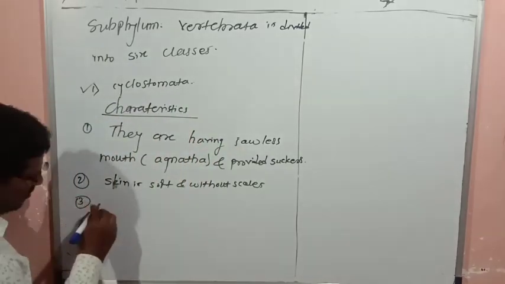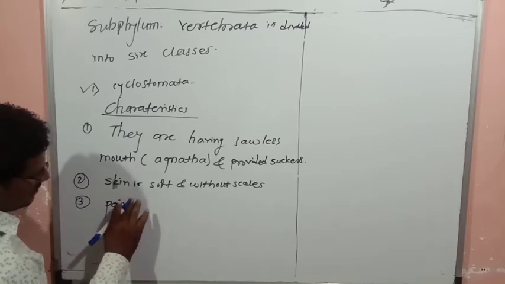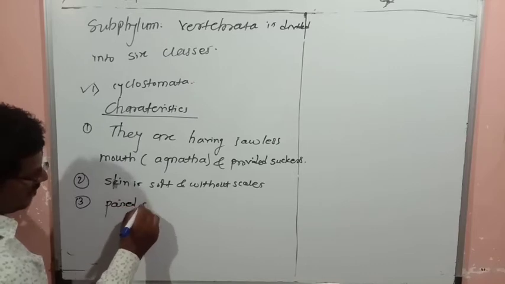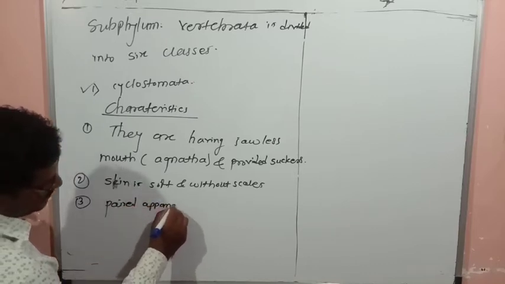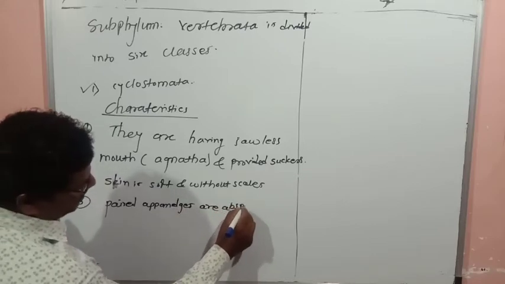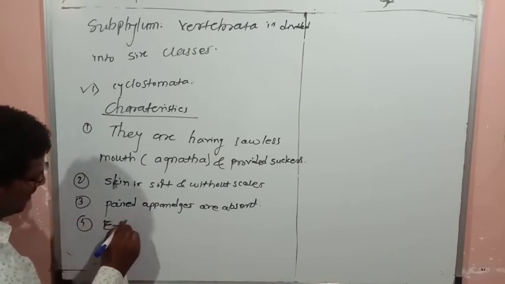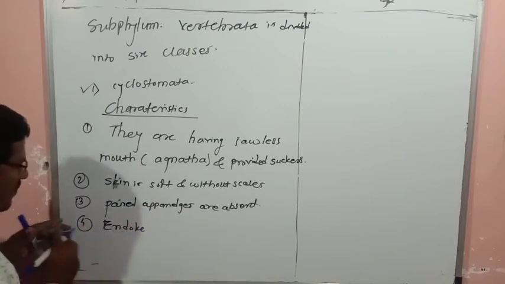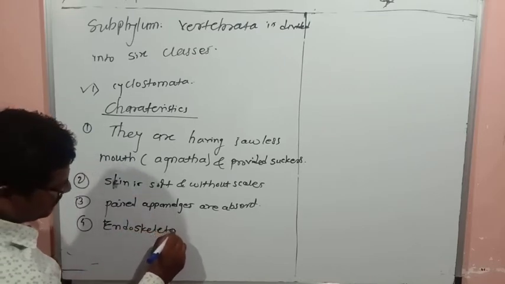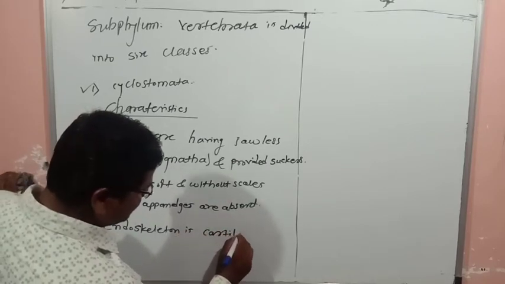Third point, paired appendages are absent. Fourth one is the endoskeleton. The endoskeleton is cartilaginous.